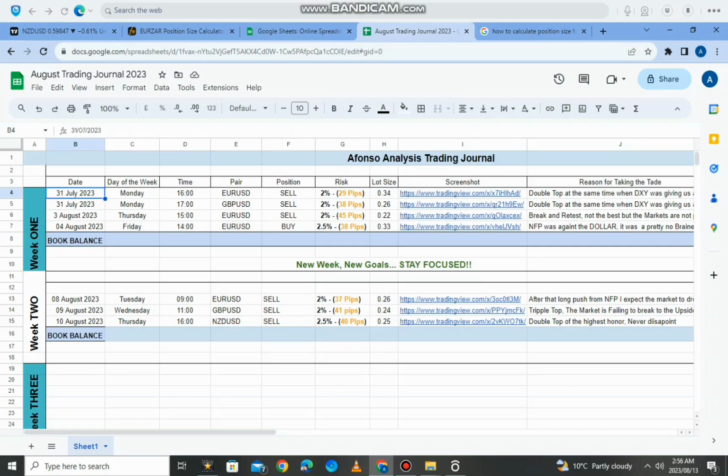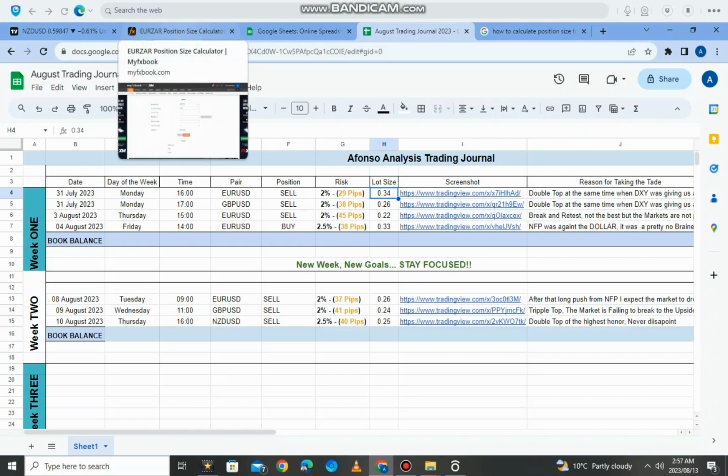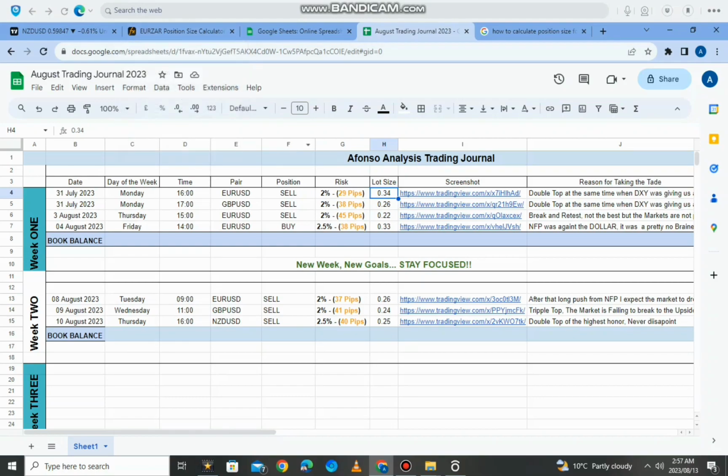You can see that on the 31st of July, I took a trade. It was a Monday, 4 p.m. The pair was Euro USD, the position was a sell, and I was risking 2%. My stop loss was 29 pips. So let's just go back to our position size calculator and punch in these numbers and see if I do practice what I preach, right?